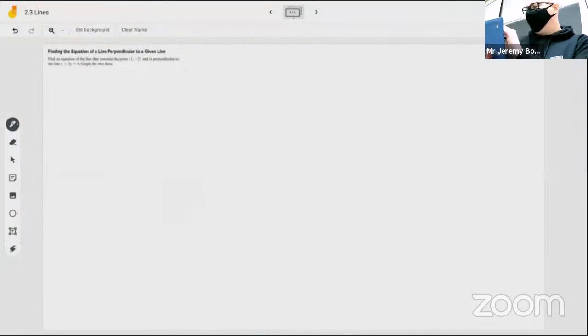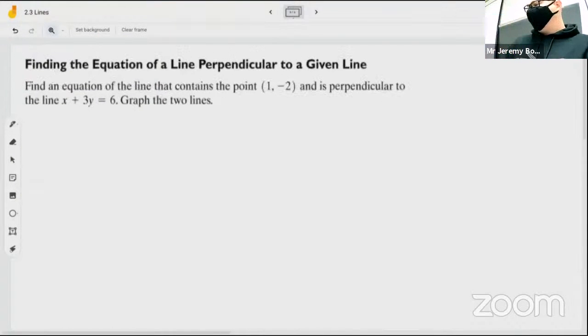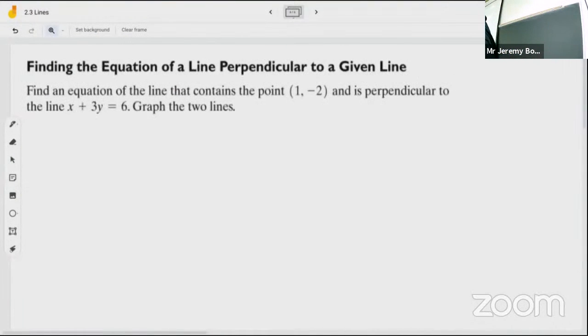So let's try some, or just try one. I can make up some too. Well, how are we going on time? Oh, we're good. Find the equation of a line perpendicular to a given line. We want to find an equation of a line that contains the point (1, -2). So our new line contains (1, -2), and it's perpendicular to the line x plus 3y is equal to 6. It wants us to graph the two lines, but we can just use some points. I think we understand graphing. So what do we need to do? We're going to figure out the slope of what? The original line that they gave us, and then we can figure out the slope of our line, right?